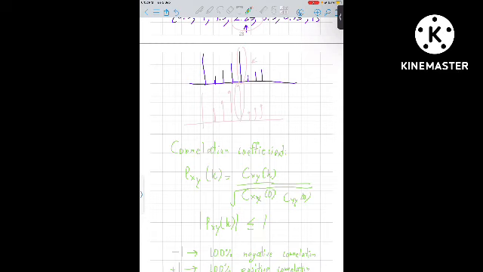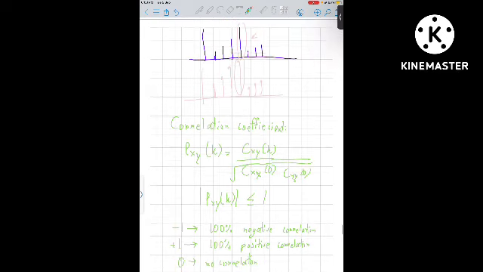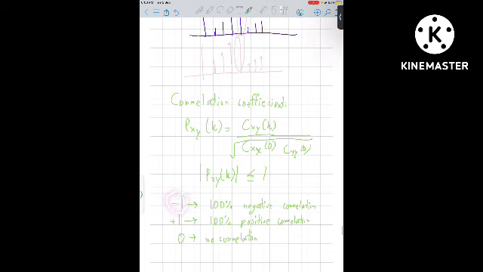So a value of -1 stands for 100% negative correlation, 1 stands for 100% positive correlation, and 0 stands for no correlation. Okay, I did something wrong. It will be actually this.